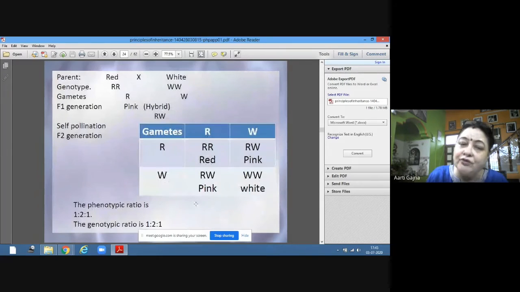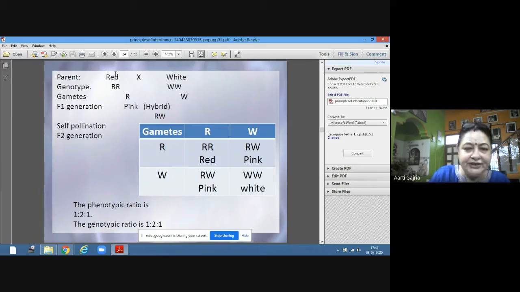So how can we define incomplete dominance? We can define that when the dominant gene is not able to express itself completely, the result in the F1 generation is a different character from the parent, and that is called incomplete dominance, because pink is neither red nor white.